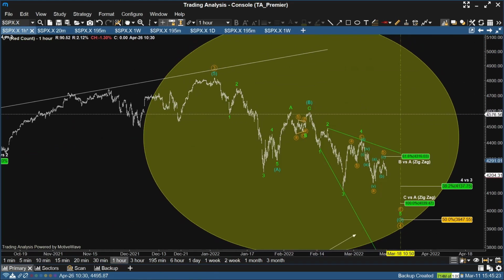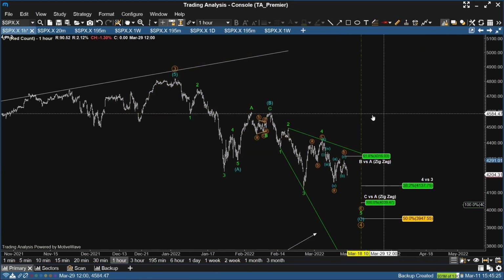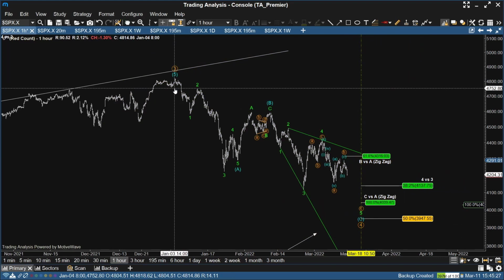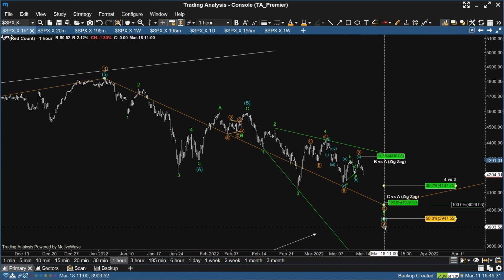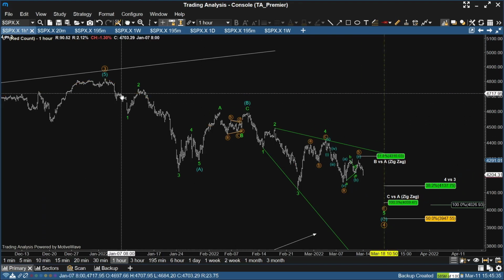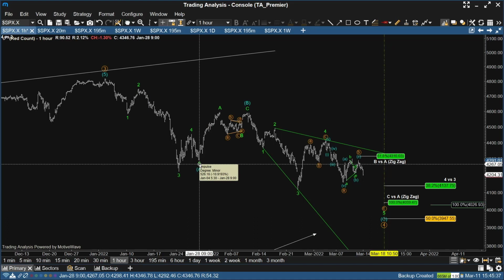Taking you off of the daily down to the 1 hour chart. Looking at price action from January 4th, we see two distinct possible interpretations of our orange primary degree wave 4. The first count would suggest that we had a 5-wave move with a truncated fifth completing January 28th.